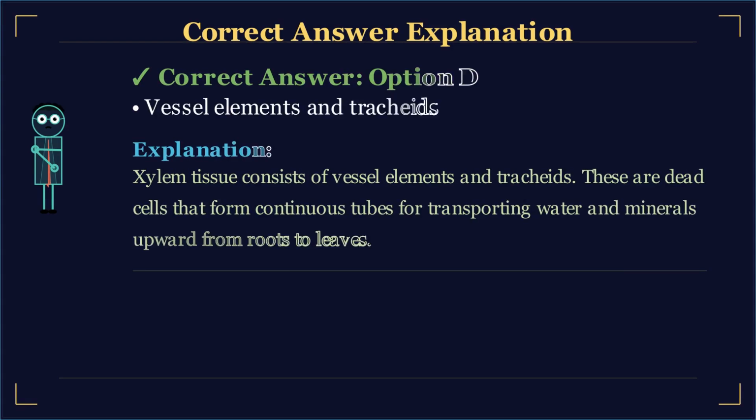Here's the explanation for the correct answer. Xylem tissue consists of vessel elements and tracheids. These are dead cells that form continuous tubes for transporting water and minerals upward from roots to leaves.